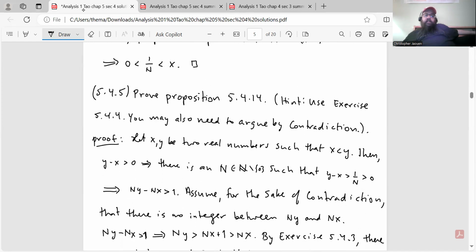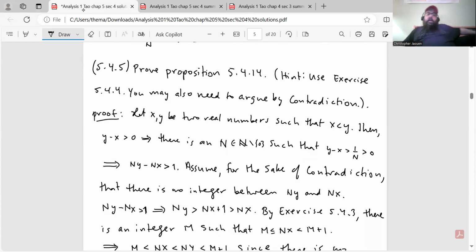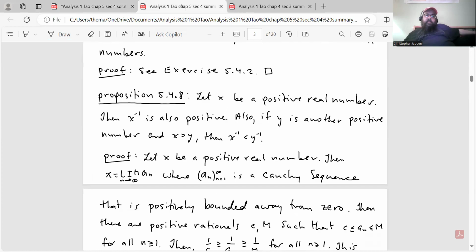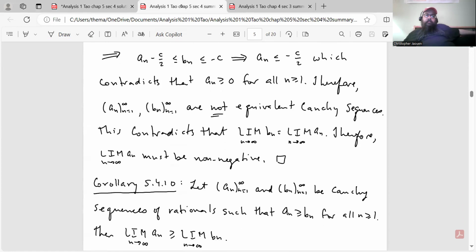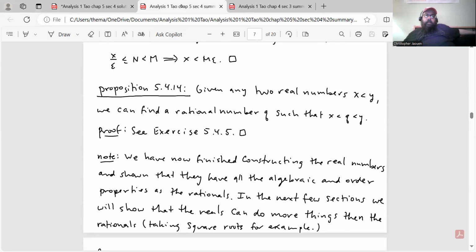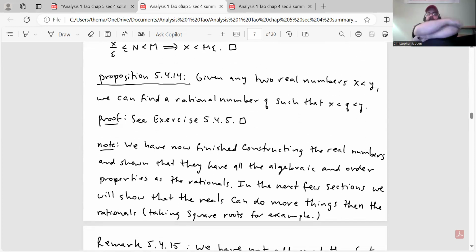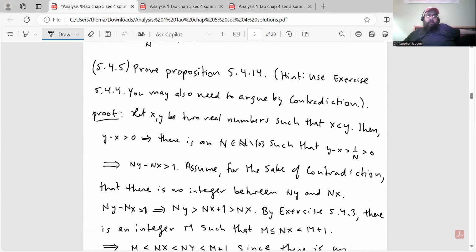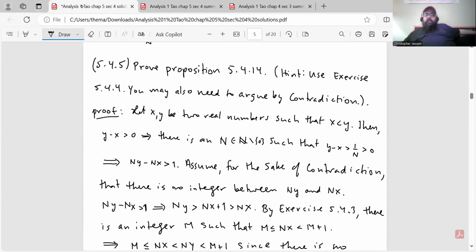Right, next exercise, 5.4.5. Here, Tao asks us to prove proposition 5.4.14, and I'll remind you of what that proposition says. Right, that's this one here. Given any two real numbers x < y, we can find a rational number q such that x < q < y. Okay, here's my proof. Actually, before I get to my proof, Tao gives a hint. He says, use exercise 5.4.4. You may also need to argue by contradiction. So that's what I did.